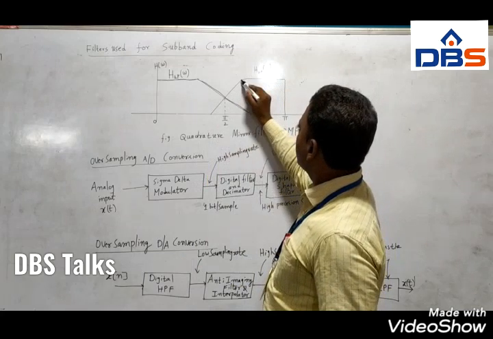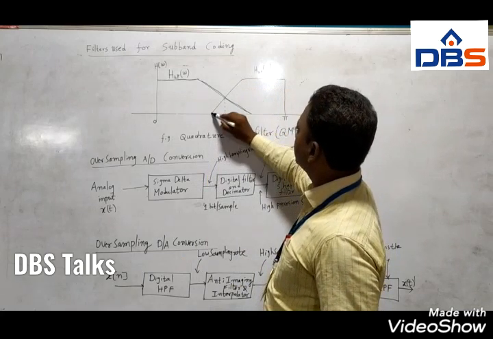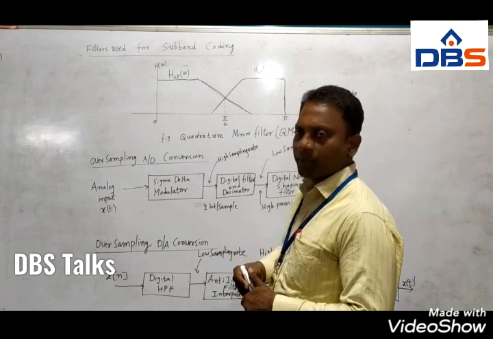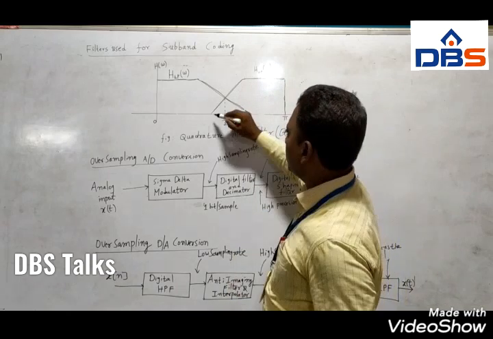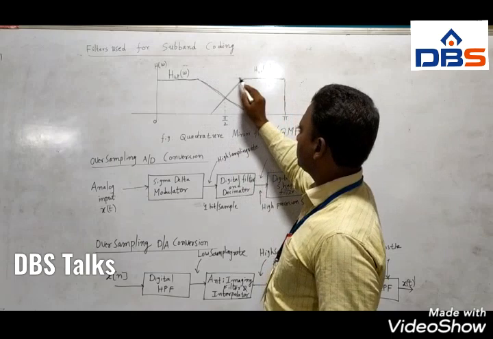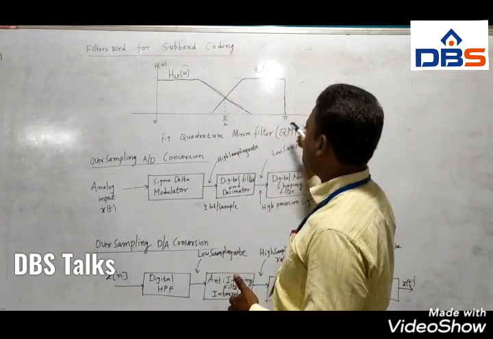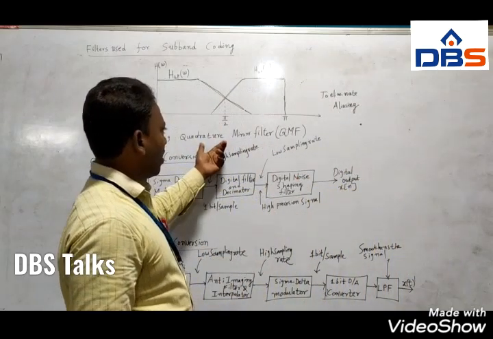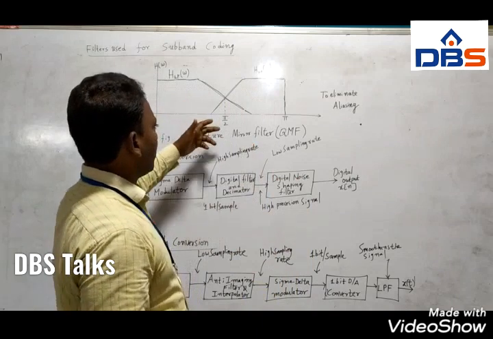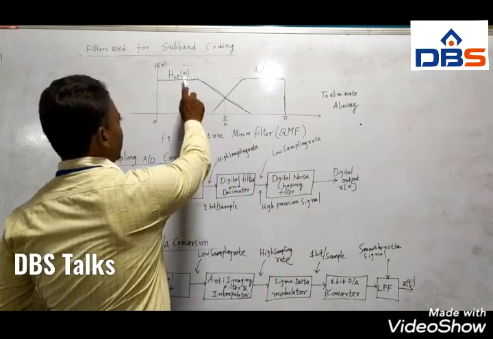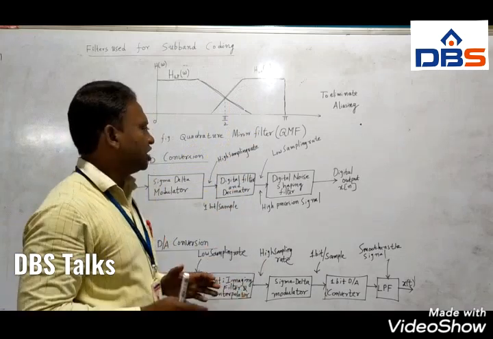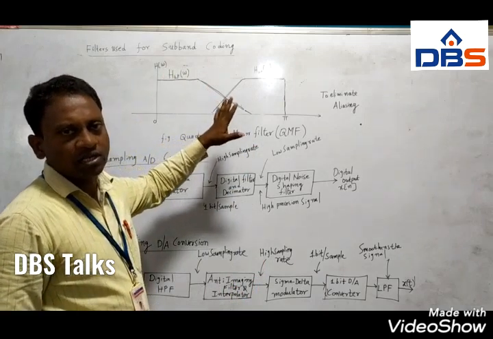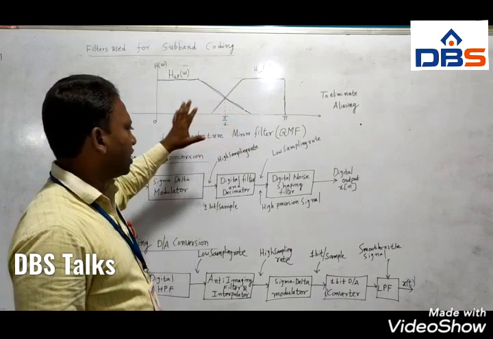From here it is slowly rising, and we have a constant magnitude up to pi, where it passes all the frequencies. If you combine these, you get a constant value, which means up to pi it passes the frequencies. That is a quadrature mirror filter. It is called a quadrature mirror filter because we are using a low pass filter as well as a high pass filter as a combination. Such types of filters are used in subband coding of audio signals, or speech signals.